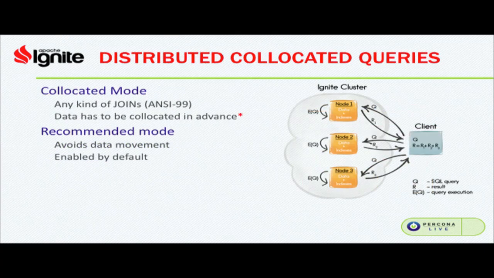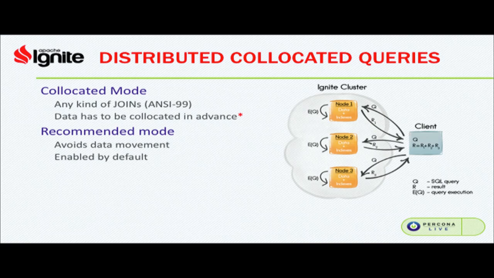So this picture depicts how a standard SQL query is executed by our SQL grid. Here, this is our application that is connected over JDBC, ODBC, Java, or .NET API. And then it issues some queries. And the query will go to every cluster node that potentially stores a data set needed for the query execution. And this mode is called collocated mode.